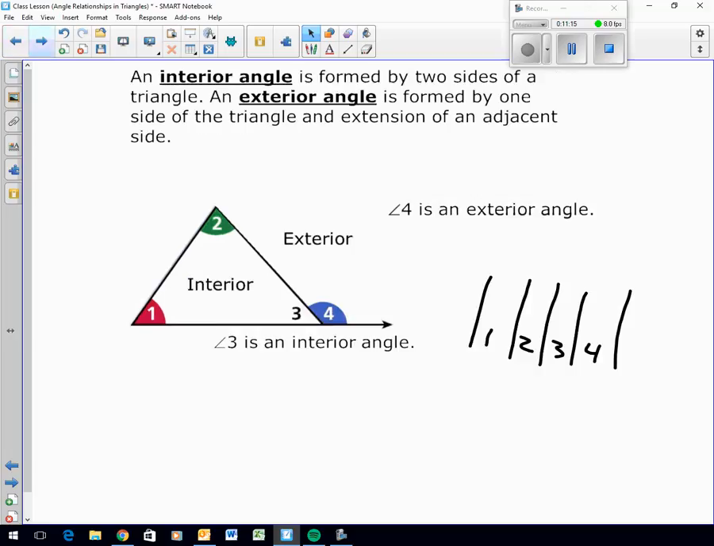Now, Coach, I want you to apply what we just said to here. Go ahead. All right. An interior angle is formed by two sides of a triangle. An exterior angle is formed by one side of the triangle and an extension of an adjacent side. So interior is formed by side 1 and side 2. Exterior angle, side 1 and the extension of an adjacent side. All right, here we go.